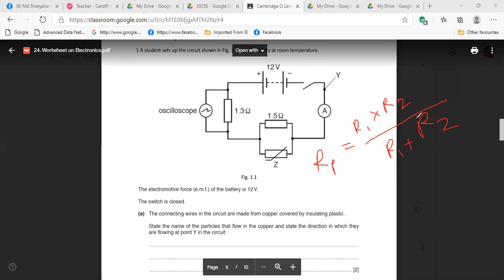Sir, for RP isn't it 1 by R1 plus 1 by R2? Yeah, we simplified it to get it directly. Otherwise, after getting that, you have to reverse. Sometimes the students, my dear students, forget to reverse, then their problem becomes wrong. That's why it's better to use this formula. RP equals R1 R2 divided by R1 plus R2. The one you said, if you simplify, it comes like this.